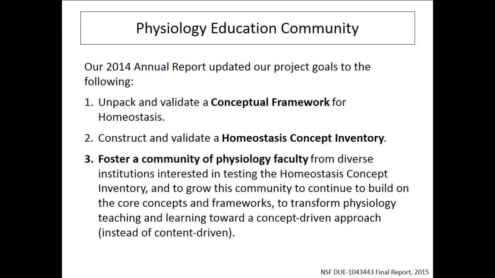When I look at our final report for our NSF grant, from 2005 to 2014, I pulled out our three project goals as they were stated in that report. One was to validate a conceptual framework for homeostasis. We did that. Another was to construct and validate a concept inventory for homeostasis. But one of the most important things to me was to foster a community of physiology faculty to do this work. Pragmatically, if you don't do it, they're not going to use stuff they haven't been involved in developing. That's one of the important secrets of this group: we're developing stuff as a cohort. If a cohort gives input to guidelines, they're much more likely to use them than if they gave no input at all. And it makes your work stronger and better.